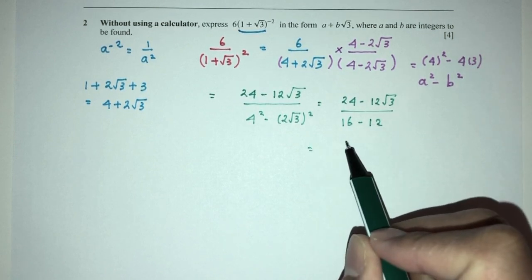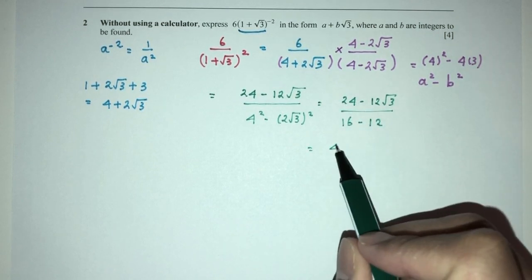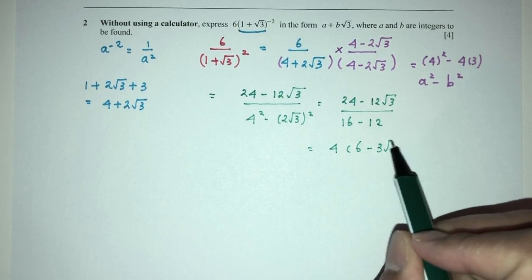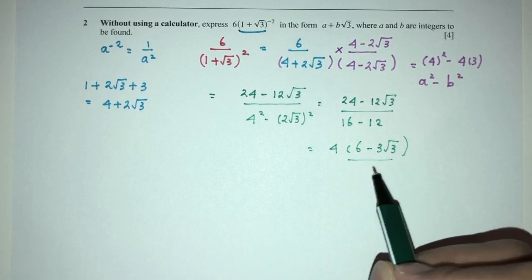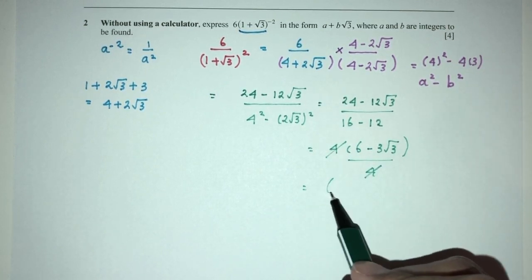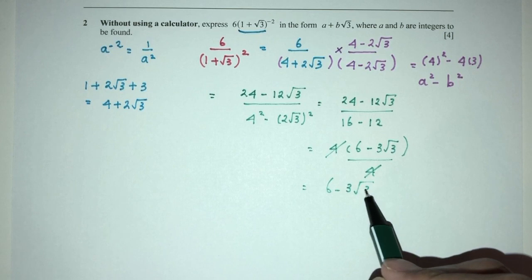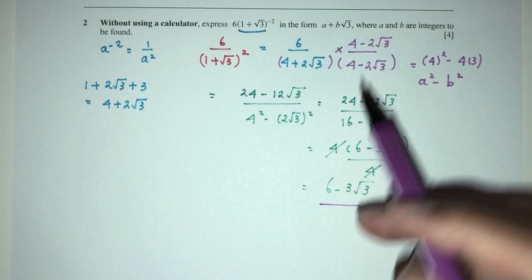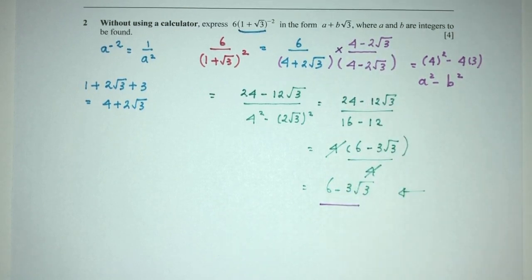So in the end, we can take out the value of 4 here outside. You will have 6 minus 3 root 3 over the value of 4. Now, in the end, simplify. Here you go. 6 minus 3 root 3. Okay. So this is your answer for question number 2 in the form of a plus b root 3, where a and b are integers to be found.